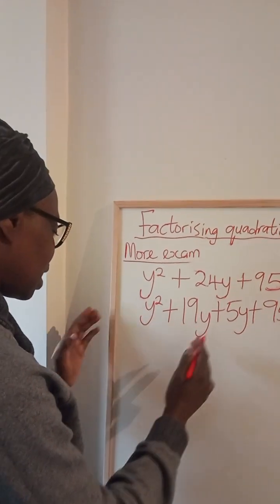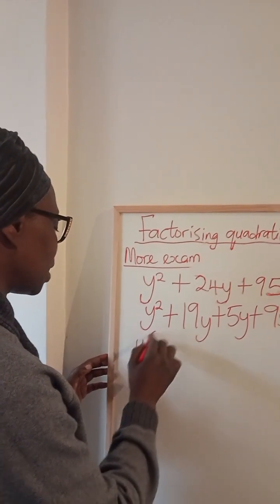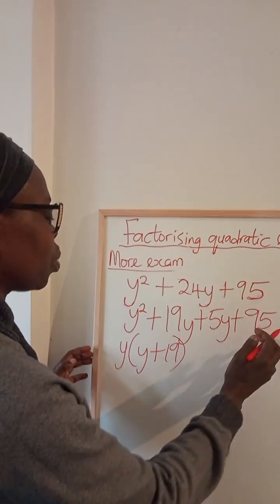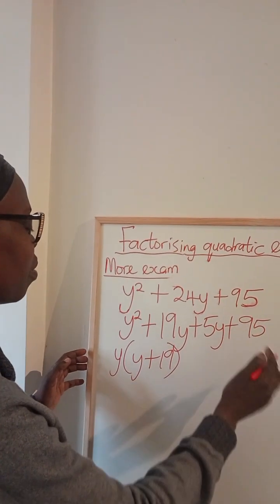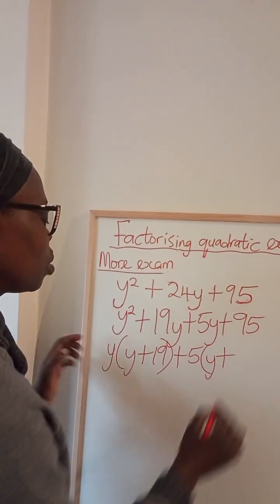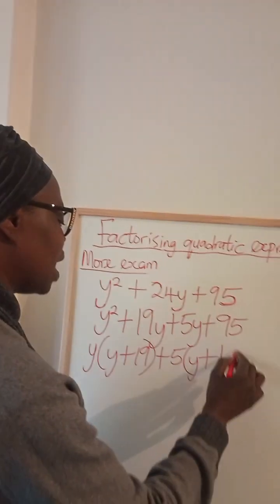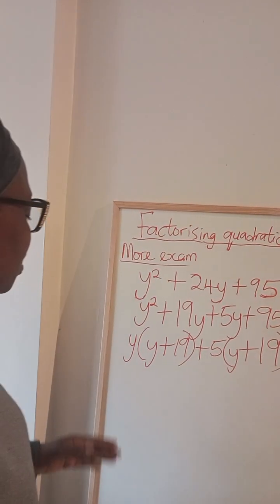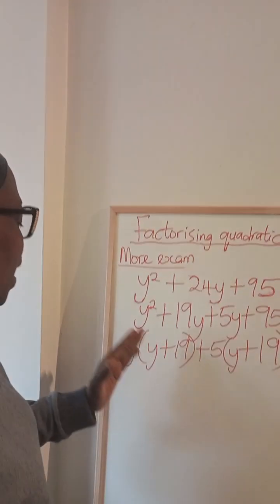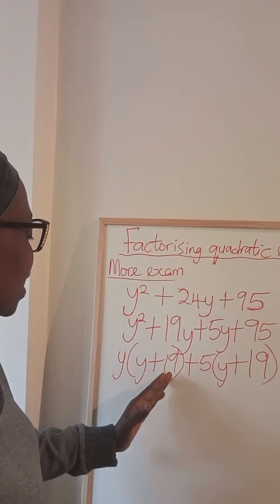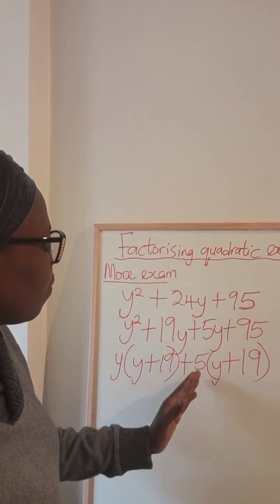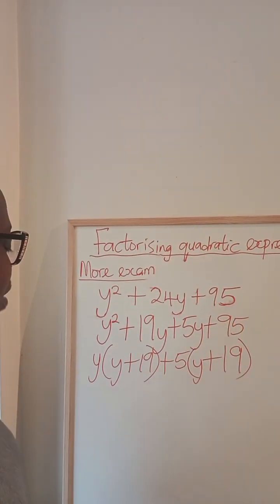The common letter here is y, giving y plus 19, and here we don't have a common letter, we have a common figure. The common figure is 5, giving y plus 5, since 95 is 5 times 19. It's obvious that if we open the bracket, we get back the previous line: y times y squared, y times 19, 19y, 5 times y, 5y, 5 times 19, 95.